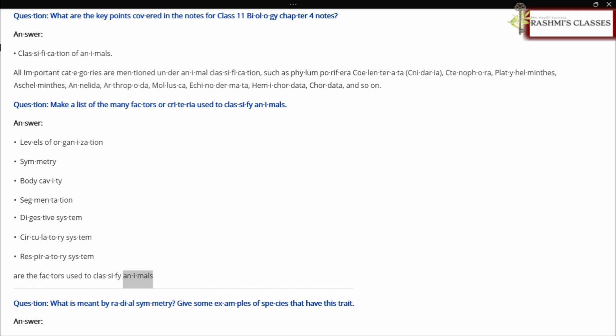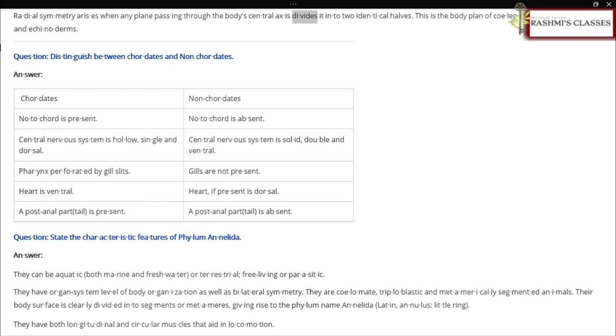Question: What is meant by radial symmetry? Give some examples of species that have this trait. Answer: Radial symmetry arises when any plane passing through the body's central axis divides it into two identical halves. This is the body plan of coelenterates, ctenophores, and echinoderms.